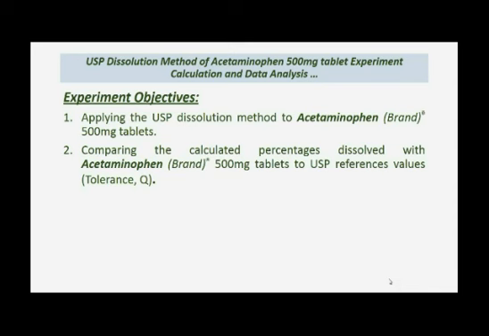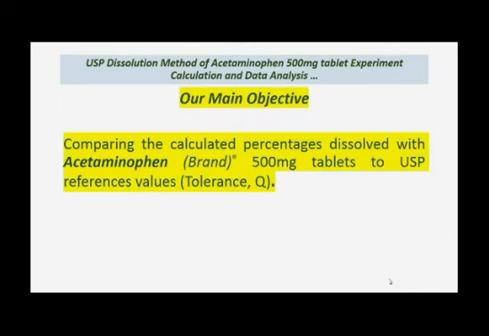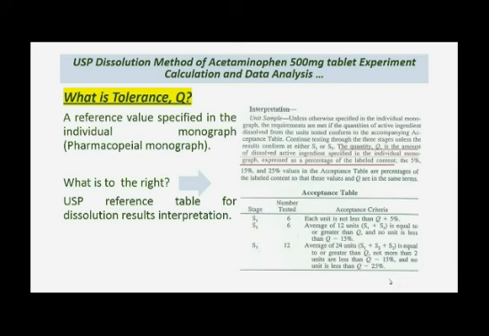Our main objective was to compare the calculated percentages with the USP reference values. These reference values are tolerance or Q. What is tolerance or Q? It is a reference value specified in the individual monograph, pharmacopoeial monograph, as shown to the right. Again, the quantity Q is the amount of dissolved active ingredient specified in the individual monograph expressed as a percentage of the labeled content.